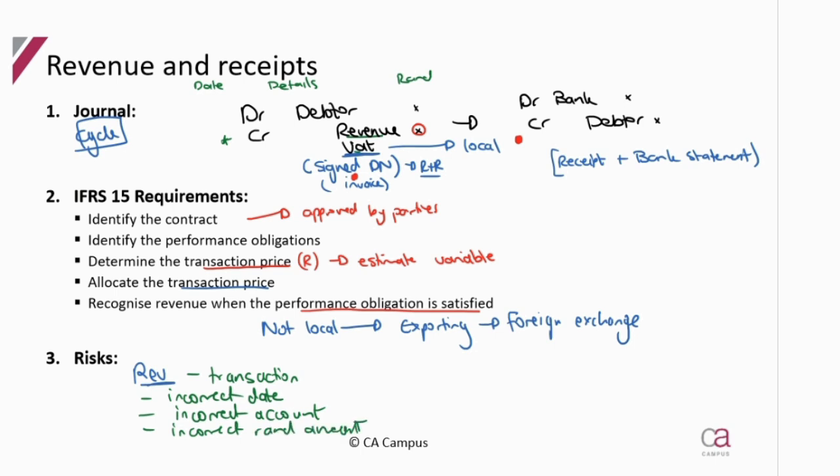Because that is part of my journal. So just looking at the journal, I can already pick up 3 risks that could be effective here. I said to you that a signed delivery note or that invoice proves risks and rewards transferred. So there could be a risk here that it hasn't transferred, and therefore shouldn't be recorded. And now they've gone and recorded revenue, and it shouldn't really be there.